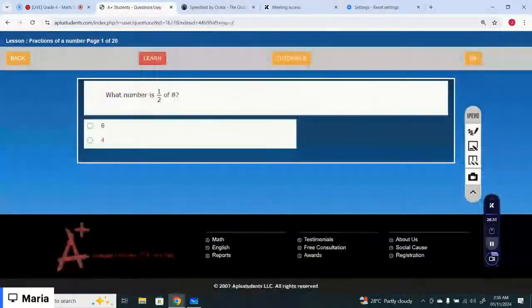What is half of 8? So which is the correct option? The half of 8 is 4. The correct option is 4. Option number 2 is the correct option.